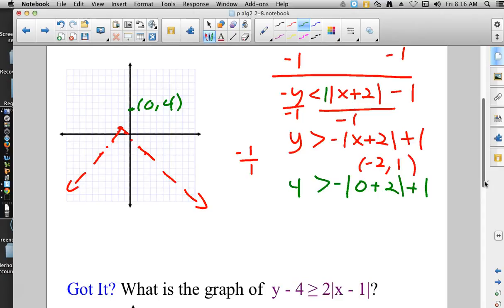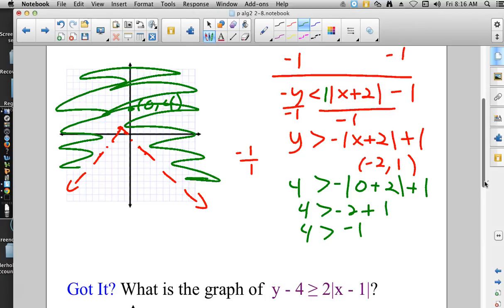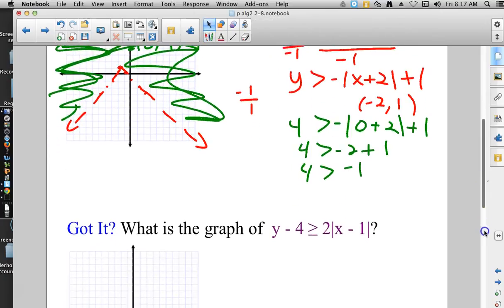0 plus 2 is 2. Absolute value of that is 2. But we have to strap a negative on it. And that'll give us -2 plus 1, which is -1. Is 4, in fact, greater than -1? It is. This works. So we shade everything above. So far, so good. It looks like the greater than is still going to be above. So, let's put on this one.